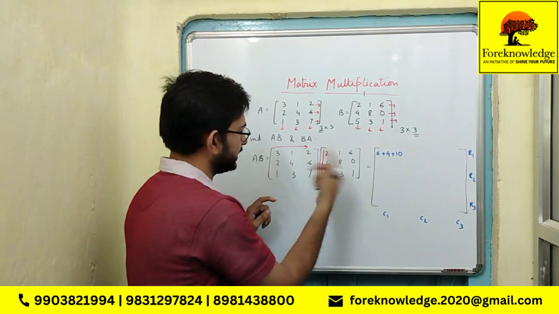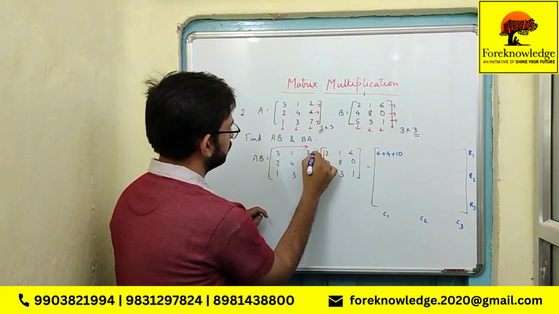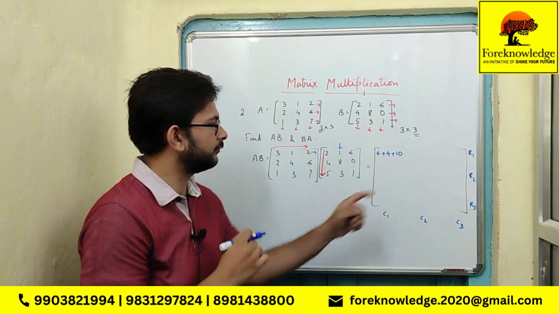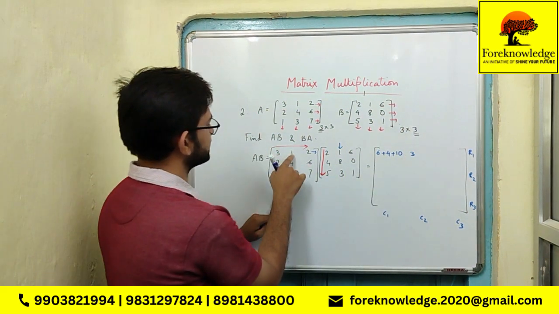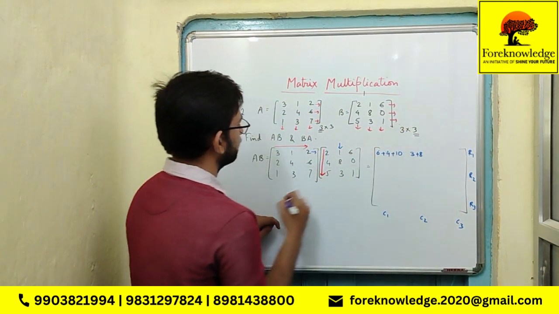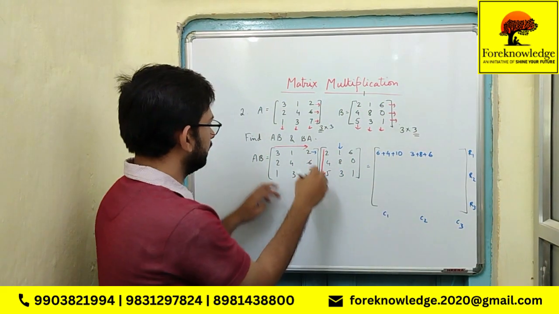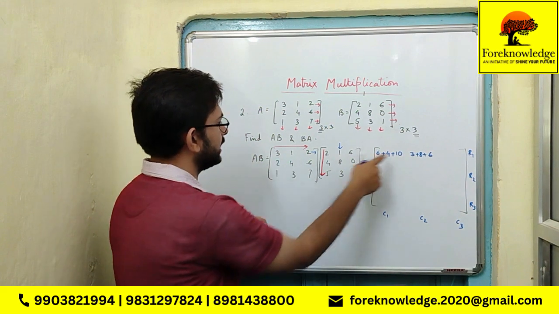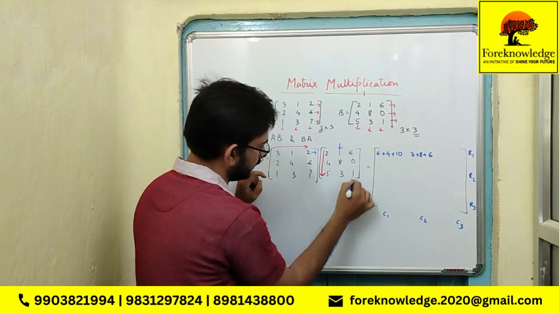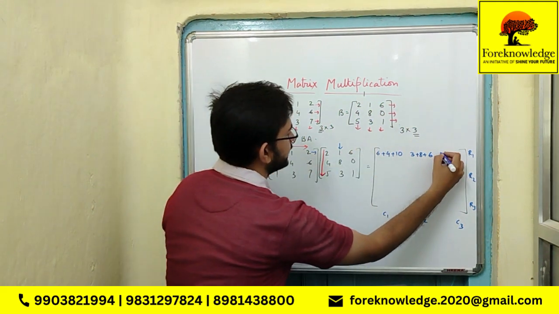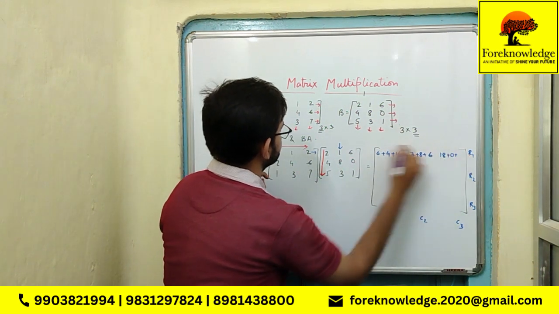Second one, row 1, column 2. So 3 into 1, 3, plus 1 into 8, plus 2 into 3. For the last one, row 1, column 3. So 3 into 6, 18, plus 1 into 0, 0, plus 2 into 1, 2.